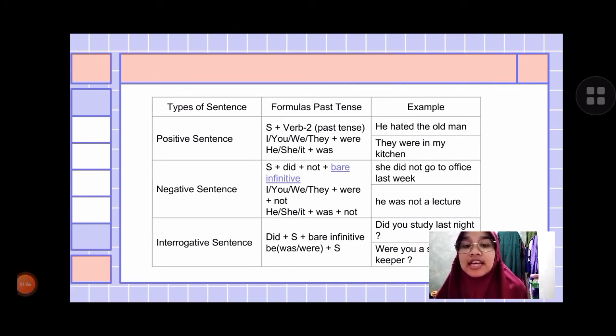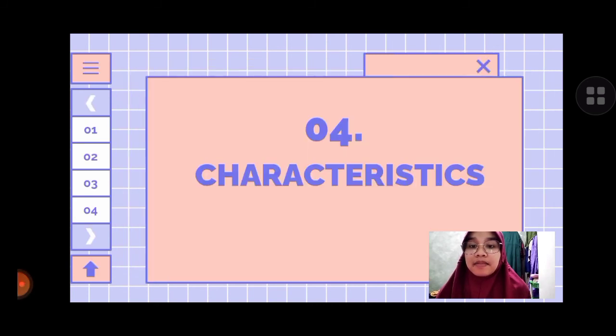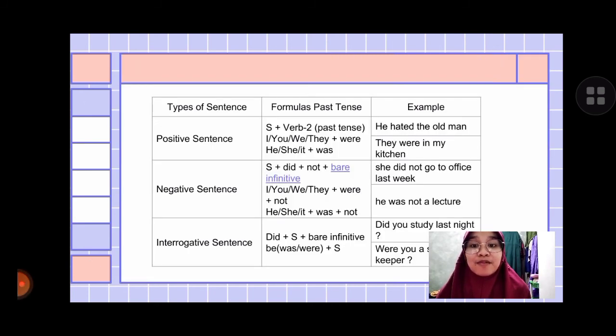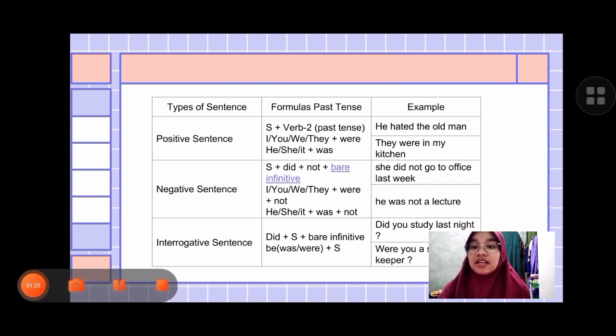The last, interrogative sentence. The formula in past tense: did plus subject plus bare infinitive; be, was or were, plus subject. For example: Did you study last night? Were you a shopkeeper?